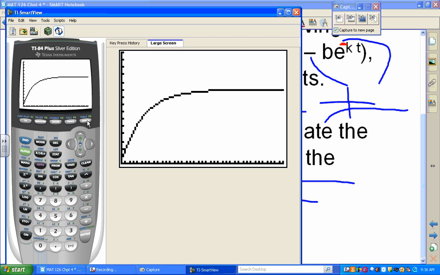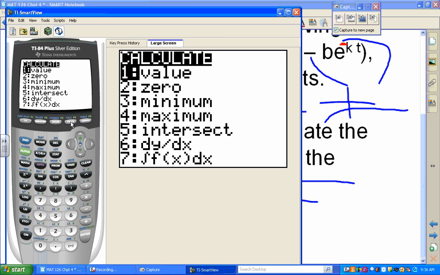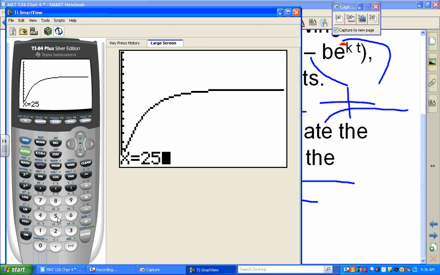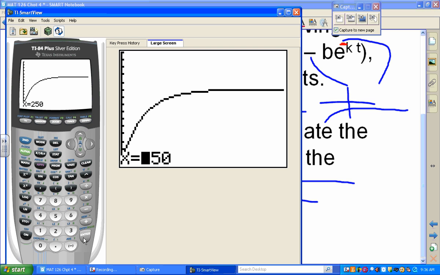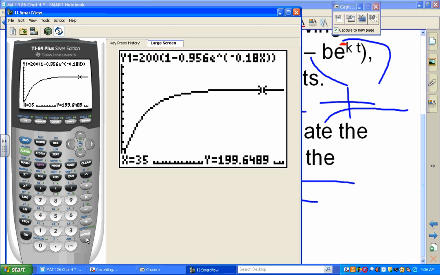So we go to second, calculate value at 250. Oh, that's too much. Try 201. No, I went to 40. So I'm going to go to 35. A 35-year-old halibut will be 199.64 centimeters.